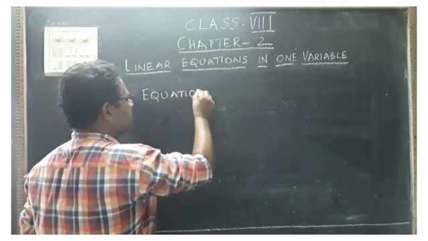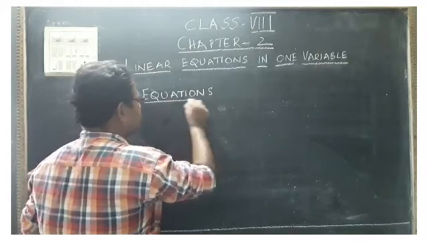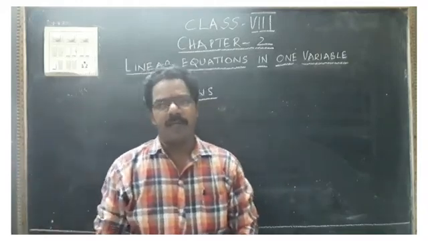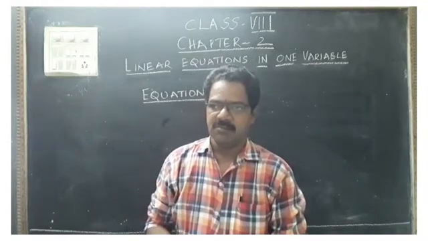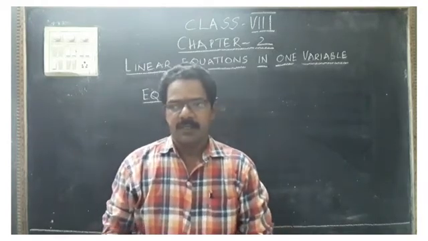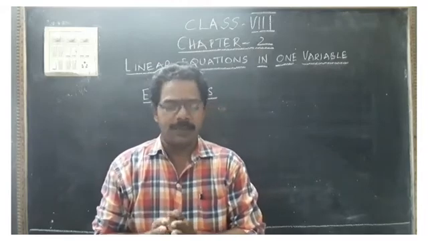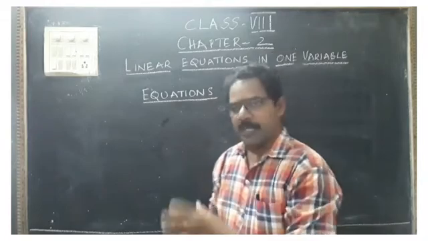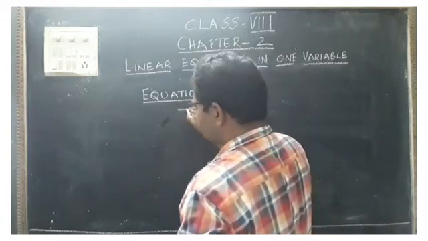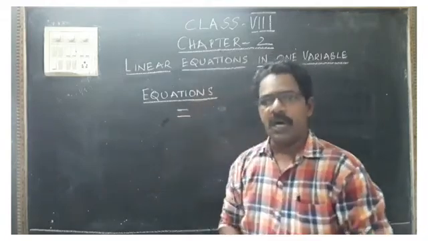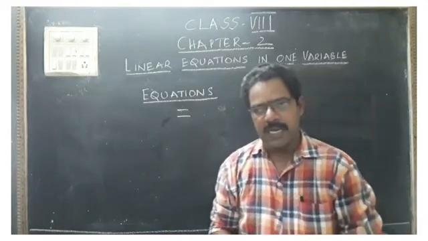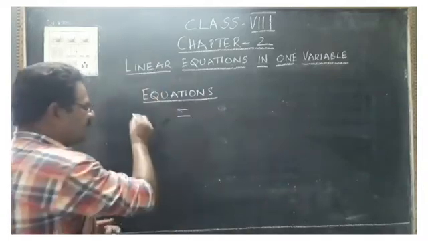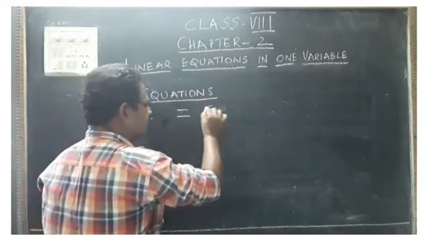In our previous classes, we learned about equations. An equation is nothing but a combination of algebraic expressions or numerical expressions. Suppose we have taken two numerical expressions or two algebraic expressions. If you combine the two expressions with an equality symbol, then we can call it an equation. For example, I can take 2x is equal to 5.